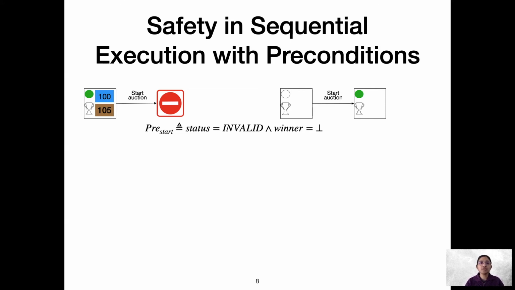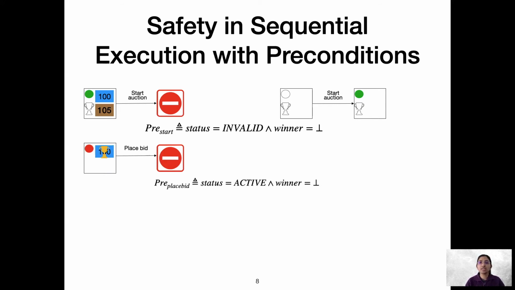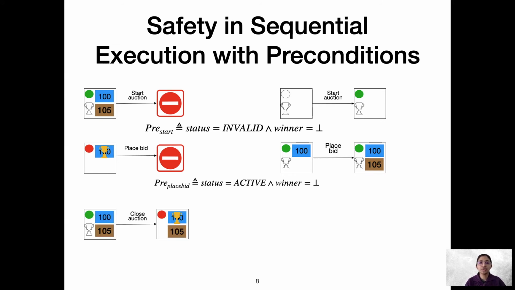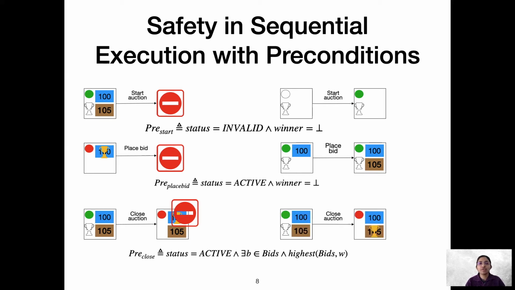Similarly, for place bid, to avoid placing bids for an already closed auction, we require that the status be active and no winner declared yet. This enables safely placing a bid without violating any invariant. For close auction, we need to ensure that there is a winner declared and it is the highest bid. For this operation, the operation should be issued in a state where the auction is active. There are some bids and the highest bid is selected as the winner. So now we have all our operations safe with these added preconditions.